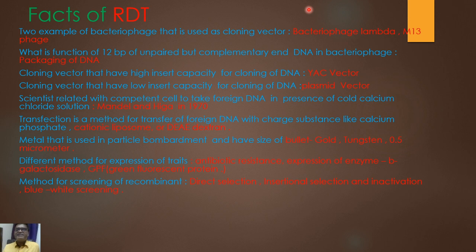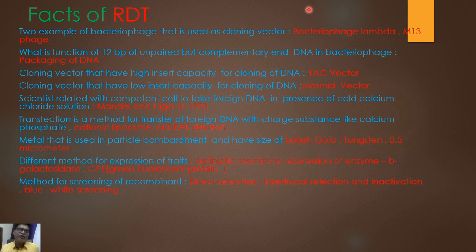Insertional inactivation means we disturb the DNA that has a functional gene, for antibiotic resistance or any other trait, by cutting it. If we cut with the restriction enzyme, then that gene will not be functional, and if that gene is not functional, the antibiotic present in the media where the bacteria are growing will kill that bacteria.